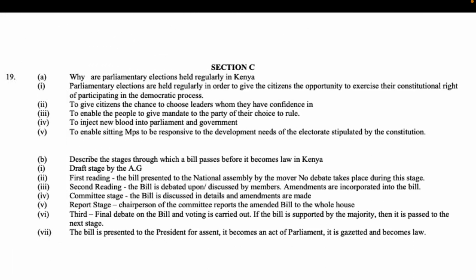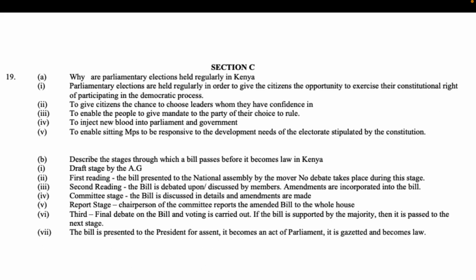Section C. 19a. Why are parliamentary elections held regularly in Kenya? Parliamentary elections are held regularly in order to give the citizens the opportunity to exercise their constitutional right of participating in the democratic process. To give citizens the chance to choose leaders whom they have confidence in. To enable the people to give mandate to the party of their choice to rule. To inject new blood into parliament and government. To enable sitting MPs to be responsive to the development needs of the electorate as stipulated by the Constitution.